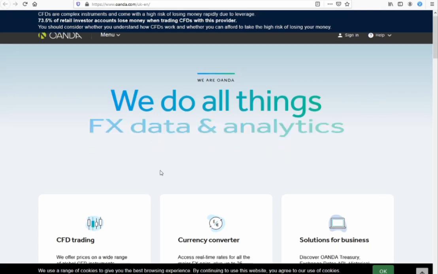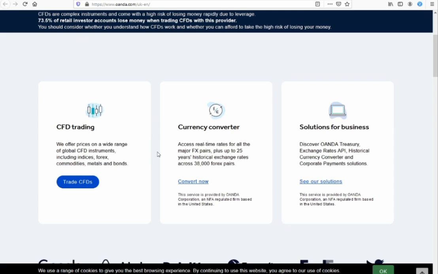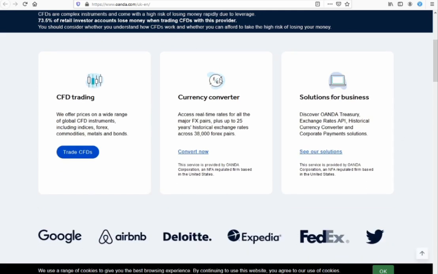So they make it clear that they trade CFDs. So CFD trading, currency converter, solutions for business. So there's nothing else to do with trading on these three, right? This is a currency converter. It's a tool. This is a tool. But when you look at trading, they only mention CFDs, right?